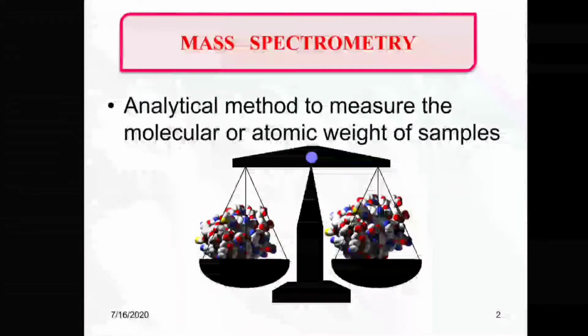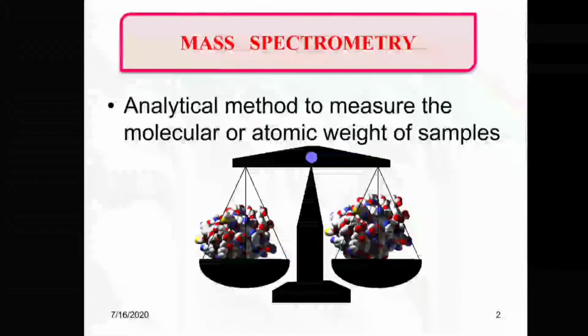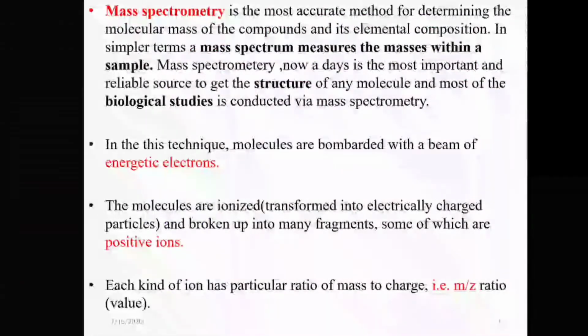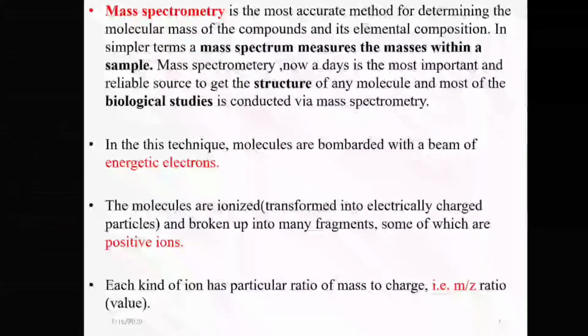Today we are going to start with mass spectrometry. It's an analytical method to measure the molecular weight of the samples. It is the most accurate method for determining the molecular mass of compounds and their elemental composition. In simpler terms, a mass spectrum measures the masses within a sample.